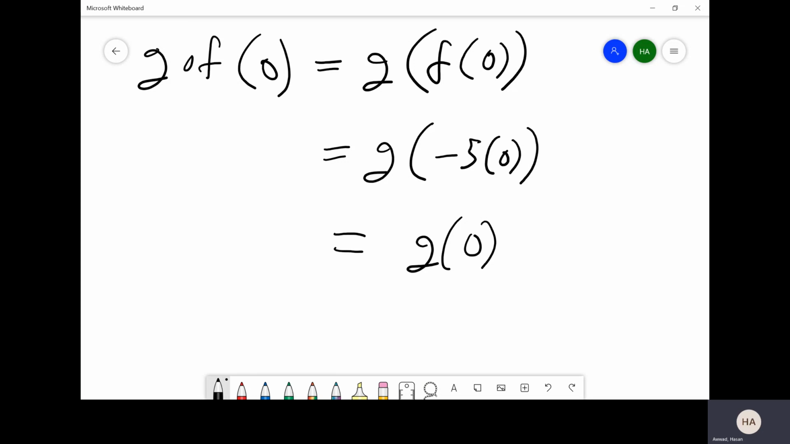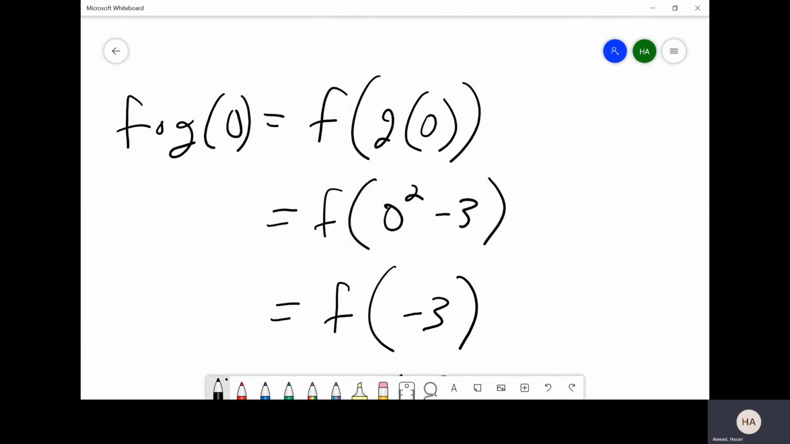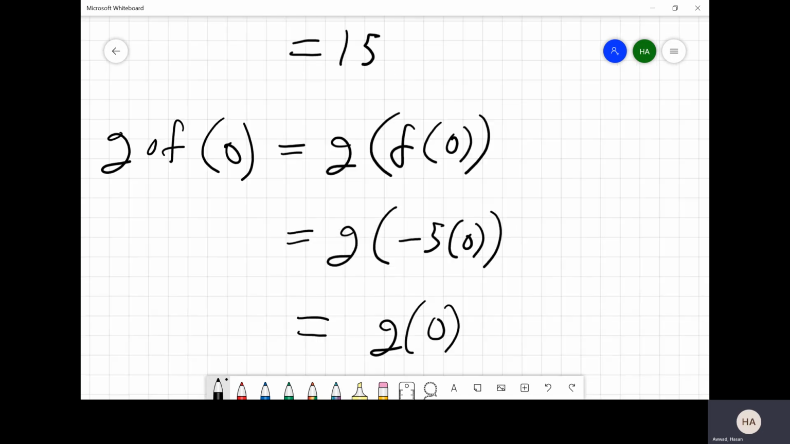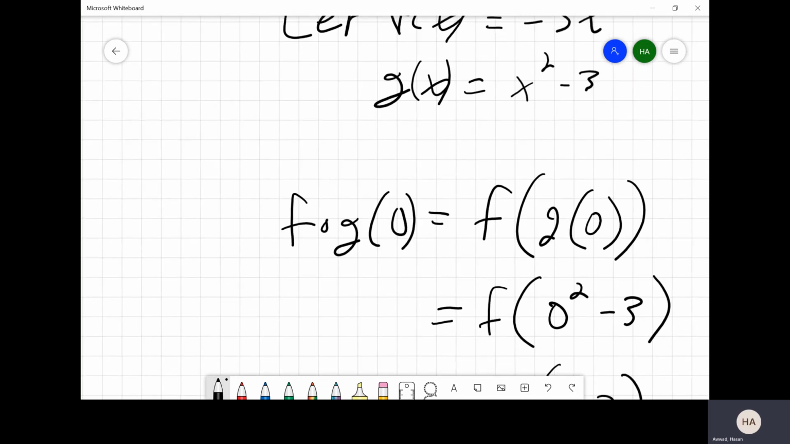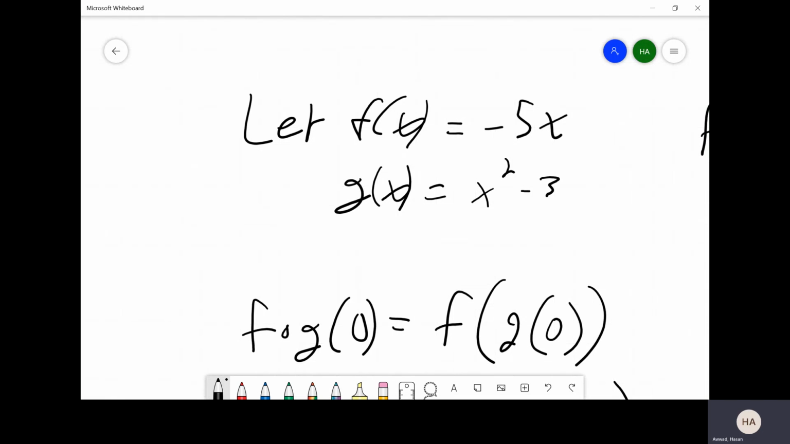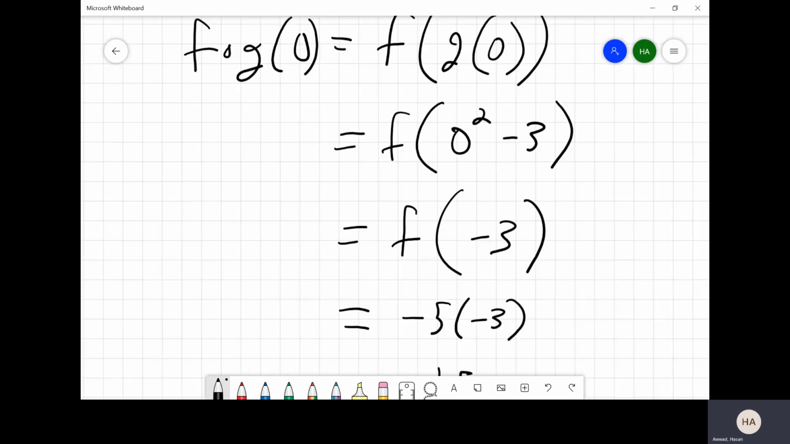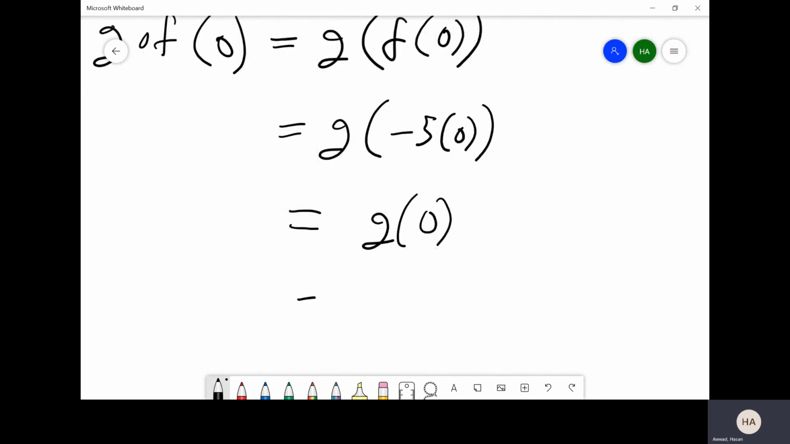Well, we actually already figured this one out before, right? G of 0, we did that right here. So we already know what we're going to get, but just to go through it one more time, g of 0, that means we're taking our new input 0. We started with 0 and we somehow ended with 0 again, but that's okay. So we're taking our new input 0 and plugging it in wherever there's an x in g of x. So we have 0 squared minus 3, and we get negative 3.